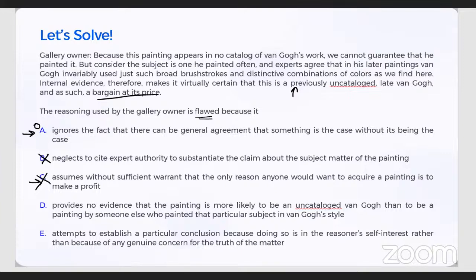Let's look at this logic. The owner provides evidence about the painting's subject matter, brush strokes, color combinations. But if you think about it, these characteristics can easily be copied by another artist, right? The argument has not considered the possibility that the painting might actually be an imitation that somebody has intentionally copied in Van Gogh's style. But without doing any of that, the gallery owner has declared that the painting is an uncatalogued work of Van Gogh. The gallery owner has also not bothered providing additional evidence to show the painting is definitely a Van Gogh.